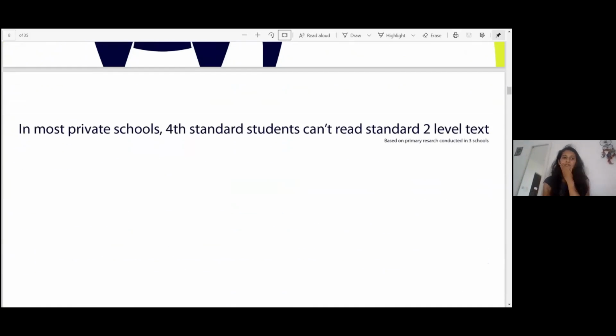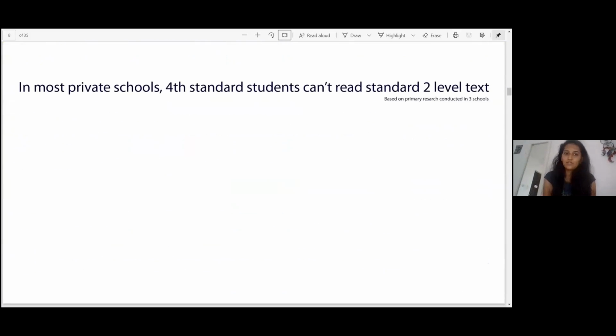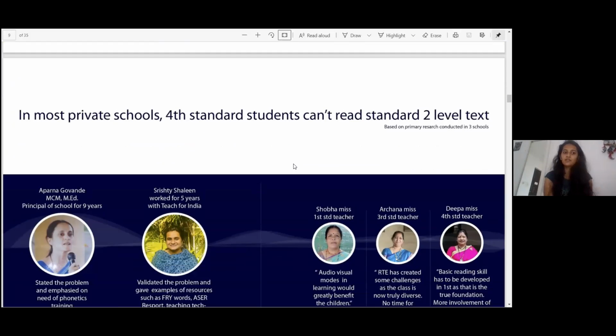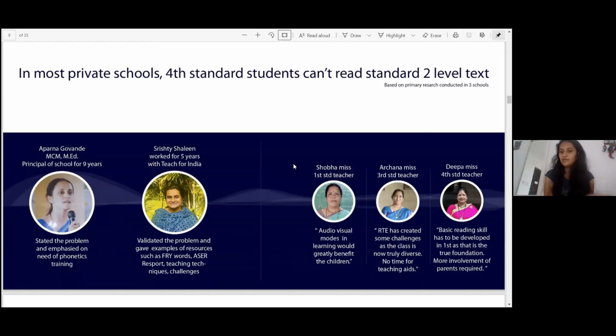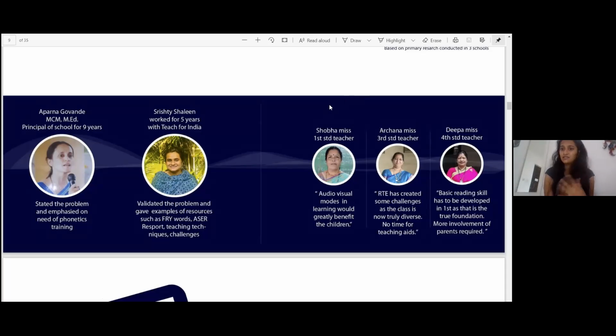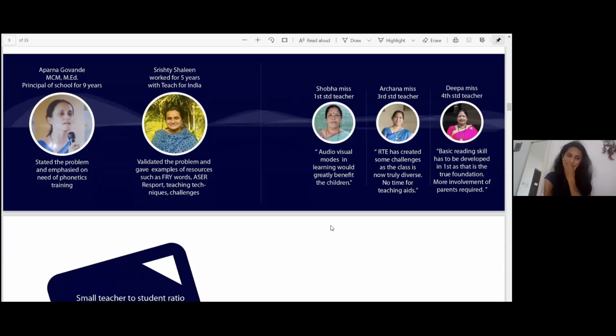It turns out that in most private schools, fourth standard students can't read standard 2 level text. So how did I come up with this problem statement? My mother, who is a principal in a school, gave me this as a problem that she faces in her school. I validated my problem with my school teachers and other teachers that I know, and everybody seemed to resonate with this, that yes, most of the students today do find it difficult to read English, and there could be multiple causes for that.